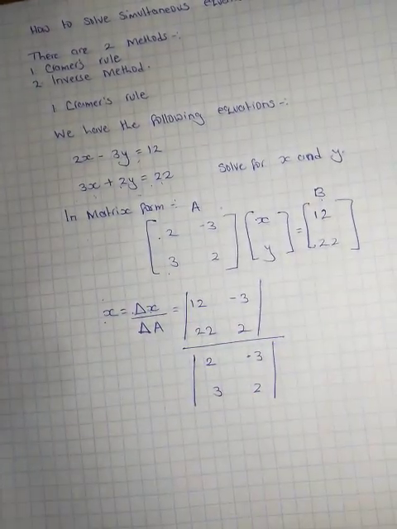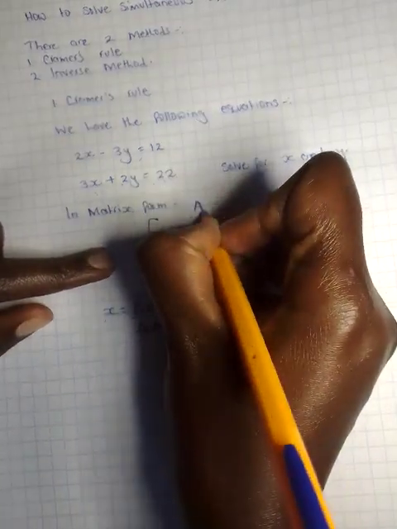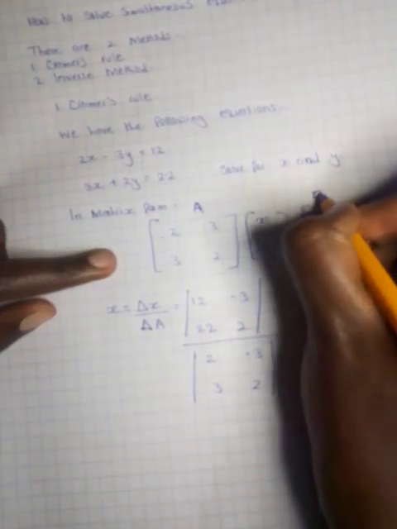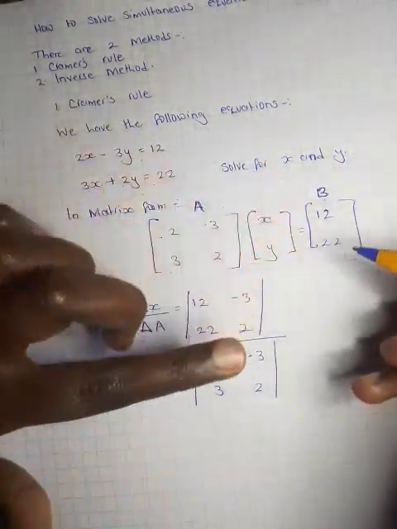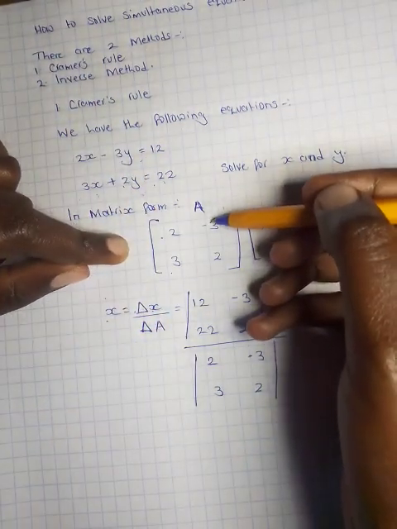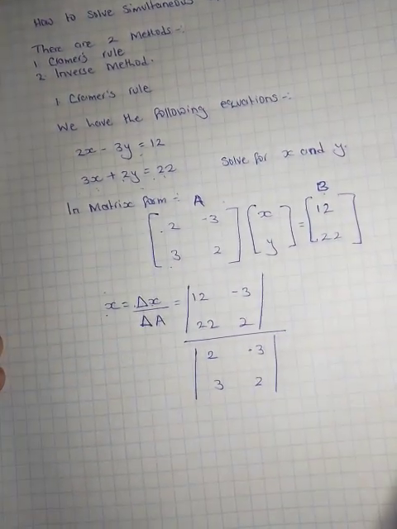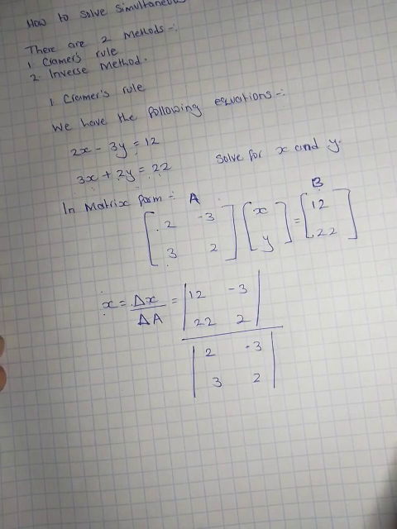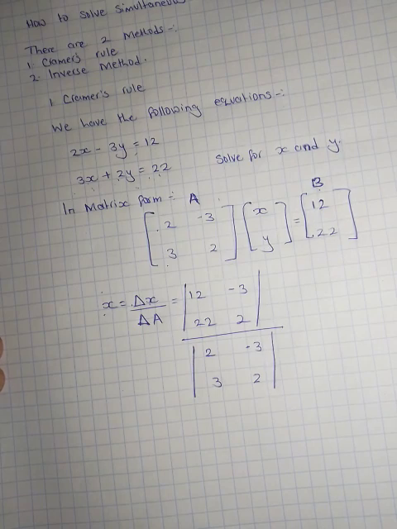What is delta x? Pay attention here. So this side we've named it a. The right hand side of the equation, we've named it b. You take the elements in b, 12, 22, write them down, and then you write the remaining elements of a, negative 3 and 2. And then you look for the determinant. We've already looked at how to get the determinant in previous videos. So if you're new here and you don't know how to get a determinant, you can go back to the video and familiarize yourself with that.